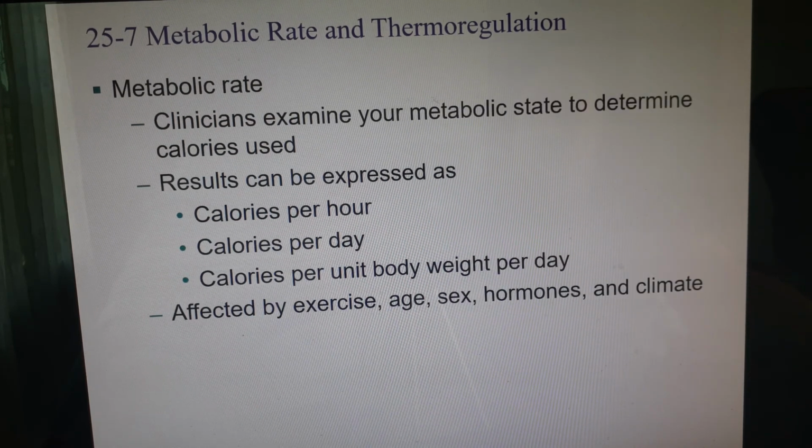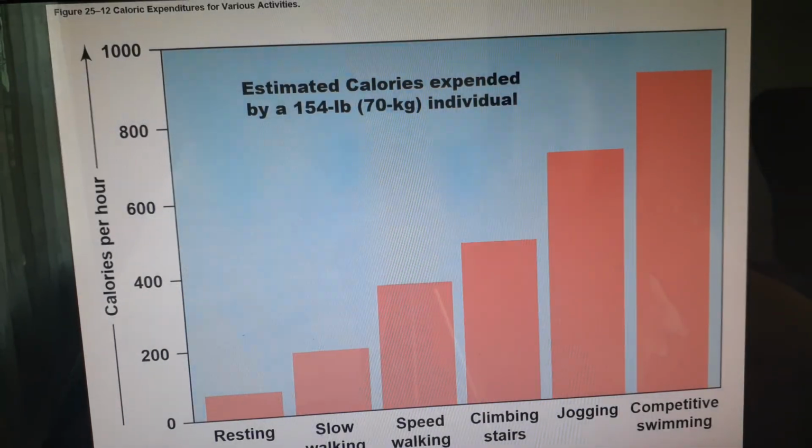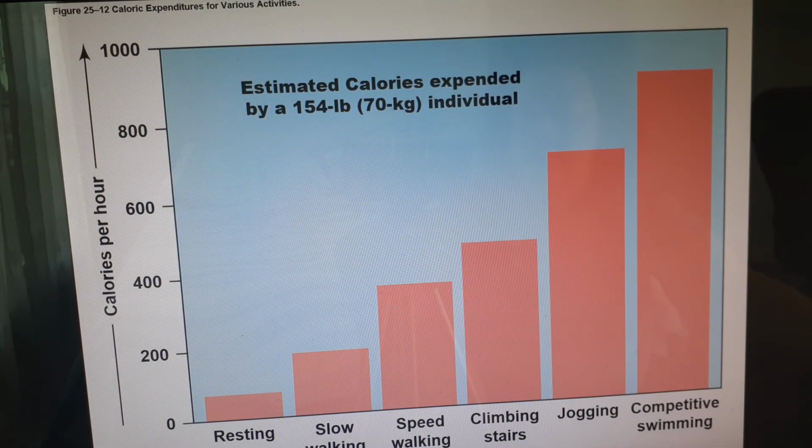Your metabolic rate is how many calories per hour, calories per day, or calories per unit body weight per day that you use. And of course, what you do during the day affects this. Your exercise level. Your age affects it. The older you get, the less metabolism you have going on. Your sex, your hormones, and your climate. Okay? This is showing you different activities and how many calories per hour they burn.